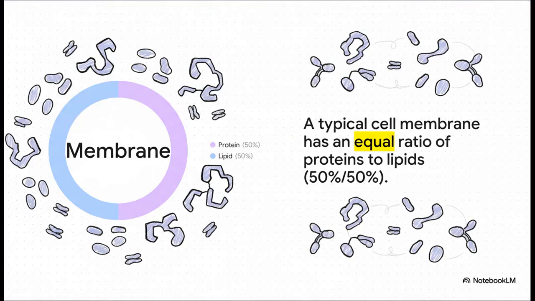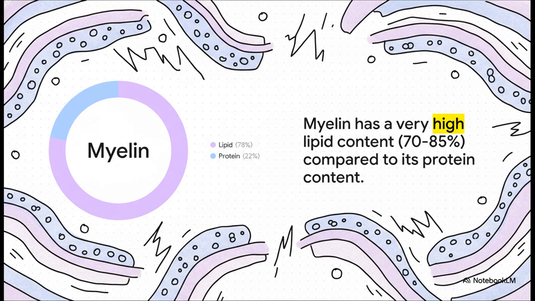For context, a typical cell membrane maintains a relatively balanced ratio of proteins to lipids. It's about a 50-50 split by dry weight. Myelin, on the other hand, is dramatically different. It's characterized by an exceptionally high proportion of lipids. We're talking 70 to 85% of its dry weight. This lipid-rich nature is fundamental to its function, making it less permeable to ions and, therefore, a superior electrical insulator.